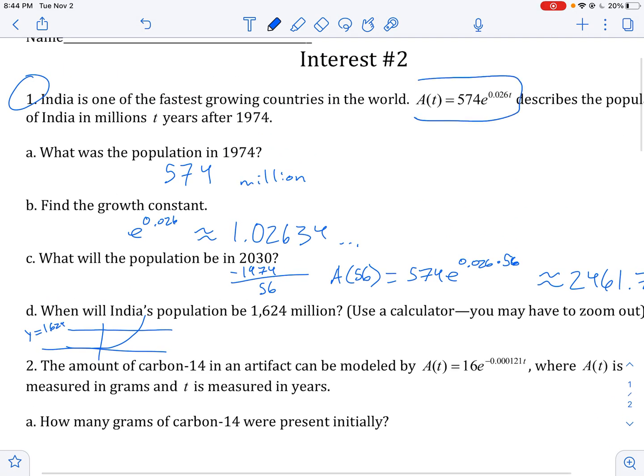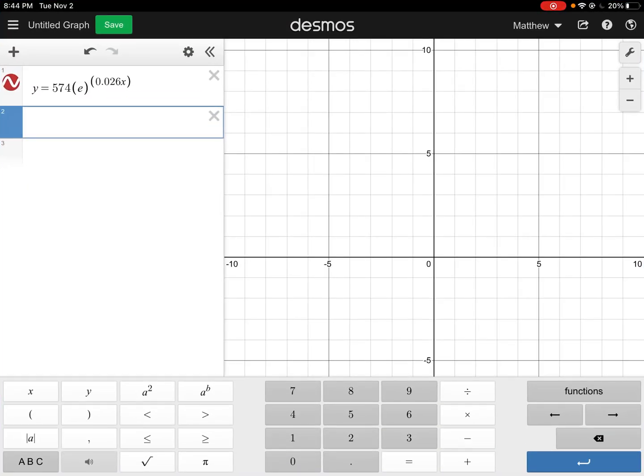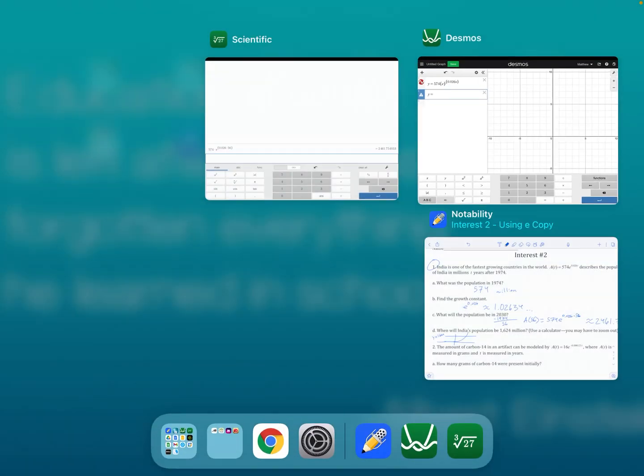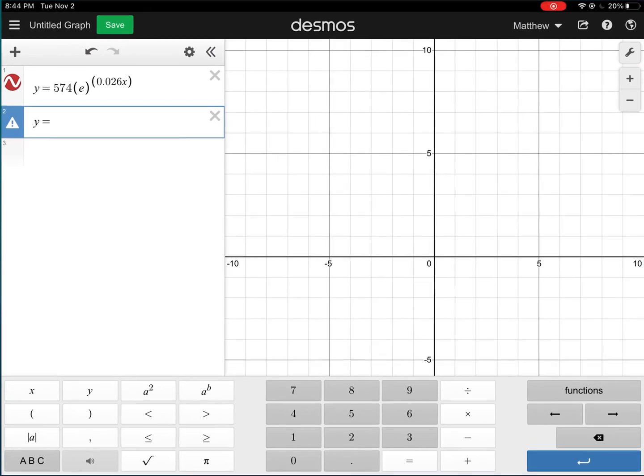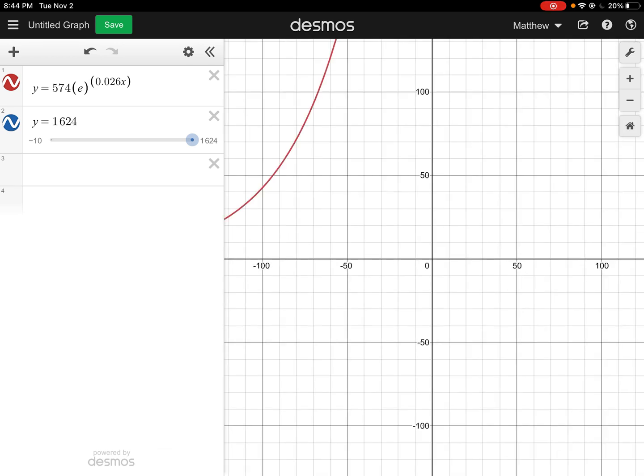So let's put this equation in the calculator and get it graphed. To save you a little bit of time, I already put it in. You're just going to do y equals 574 times e to the 0.026x power. You could use t if you want to, you can do A of t. I just got lazy and used y equals because I could. But now we're going to do the second part. We want y equals 1,624. And in the standard window, you can't see it, because you're trying to go all the way up to 1,624. So you need to do some zooming out.